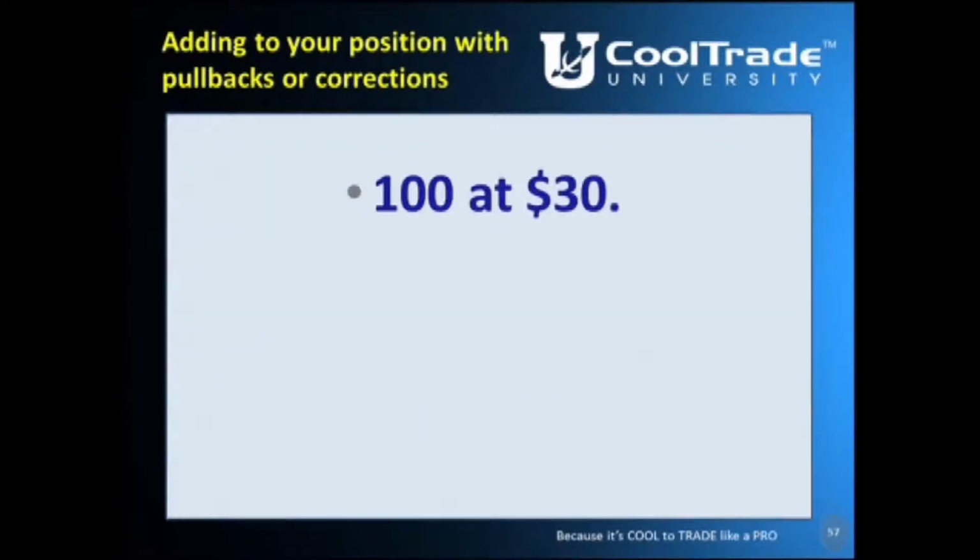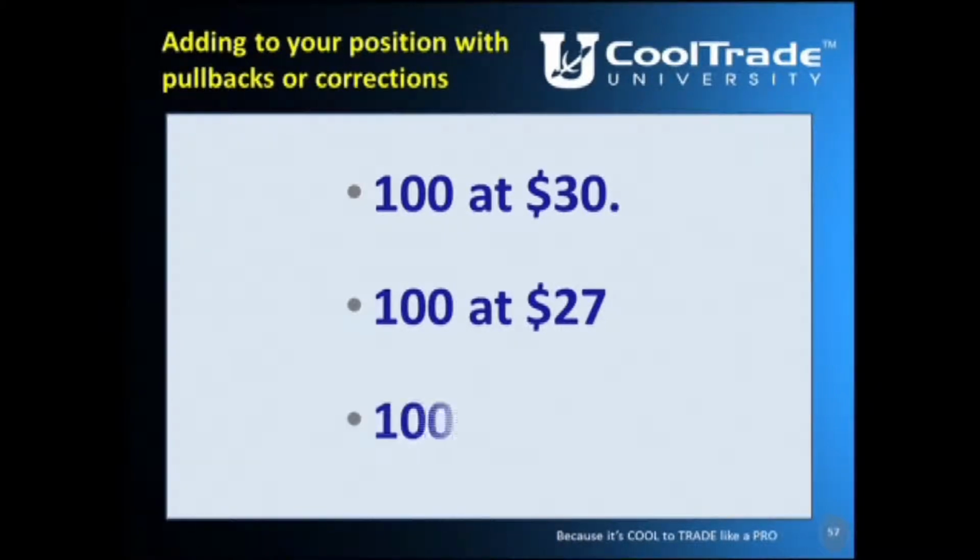You paid $30 for the first 100, you paid $27 for the next 100, and you paid $24 for the next 100. But you didn't put all your money in at the beginning. You could have bought 300 shares at 30. But instead what we did was we put our toe in the water and then we added at very specific spots.